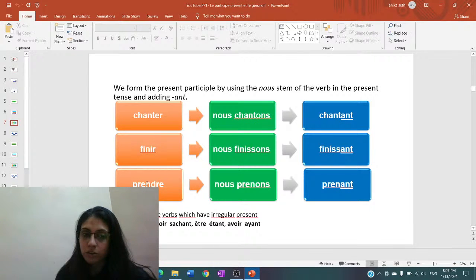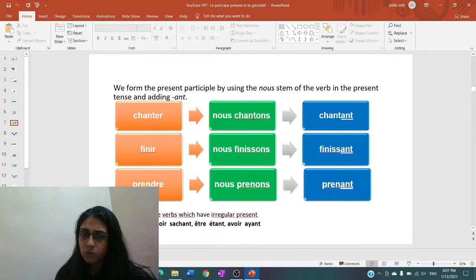Then the verb prendre. Conjugate the verb: nous prenons. Remove ons, put ant, and this becomes prenant. So chantant, finissant, prenant. All of these are the present participles of these respective verbs.